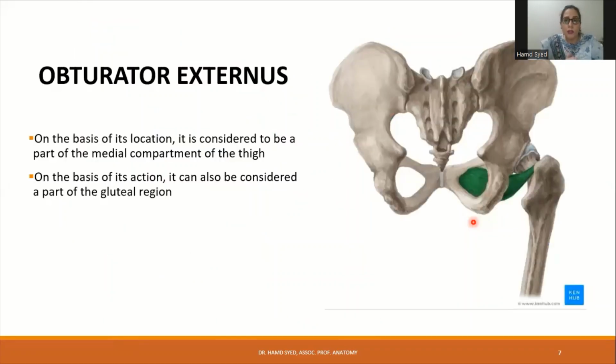Okay, so obturator externus, which was included in this medial compartment, I told you its origin is from the external aspect of the obturator membrane, and it is inserted into the medial aspect of the greater trochanter of the femur. Now, something to remember about this muscle is that on the basis of its location, it is considered to be a part of the medial compartment of the thigh, but on the basis of its action, it can also be considered a part of the gluteal region.